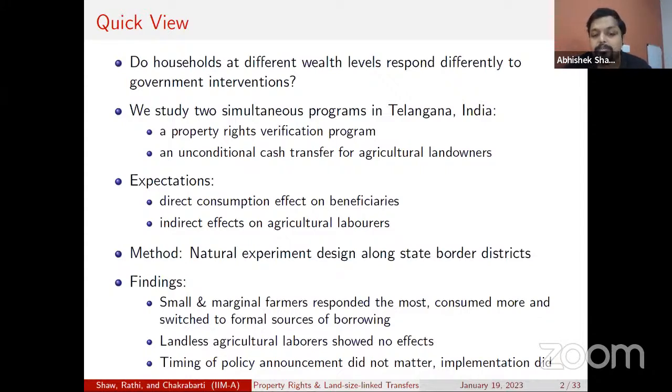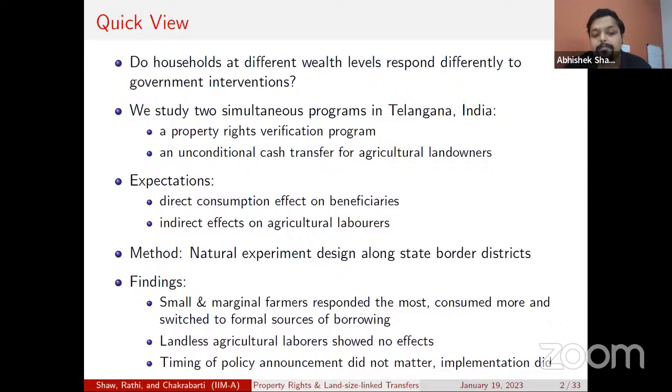Just to give you a summary of the findings. We find that small and marginal farmers, who only sell an occasional surplus to the market and produce largely for self-consumption, are the ones who respond the most. This is in comparison to, say, larger organized farmers. They consume more as a result of the program, and they've also changed the way they borrow. They seem to shift to more formal sources of borrowing.